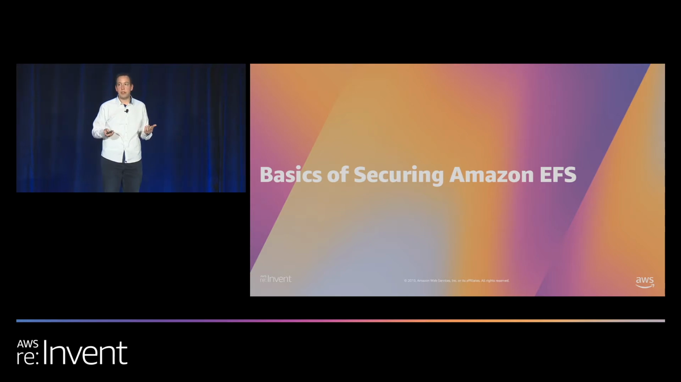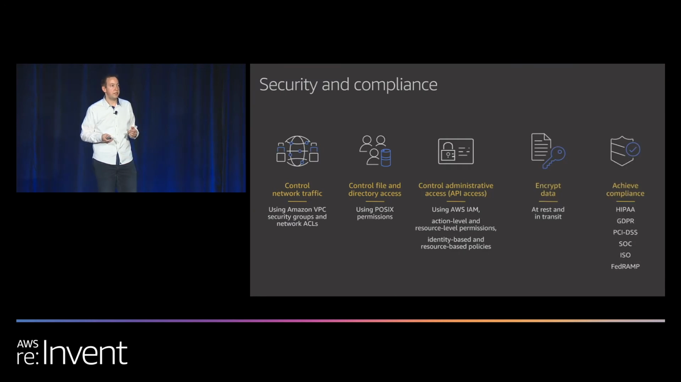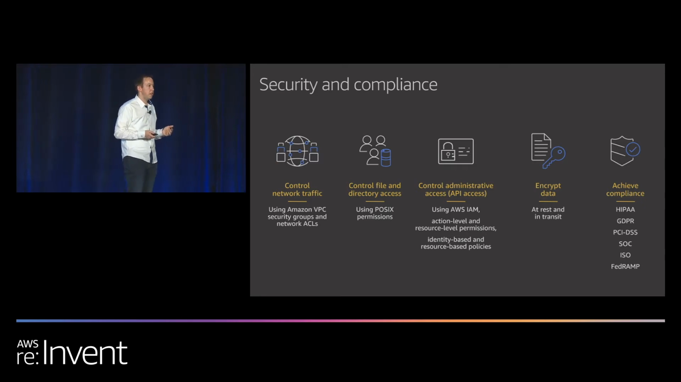Now let's talk about some of the things that you should know just about how to secure EFS before we walk into how to do it for containers and data science. EFS has several security capabilities built in that we'll deep dive on, but the quick summary is you can control network access to Amazon EFS using VPCs, network ACLs, security groups, things like that. We'll talk more about that.